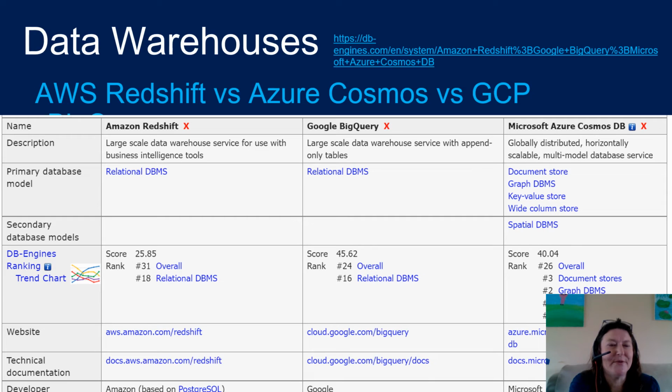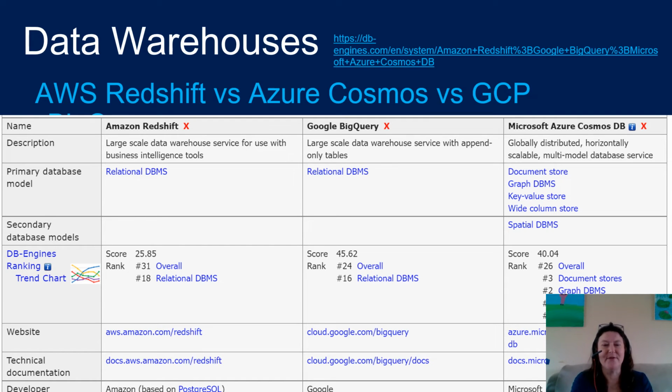Next in this presentation is data warehouses. So AWS has its own answer to data warehousing, which is called Redshift. Azure has two, one of which is called Cosmos, one of which is called Synapse Analytics. It depends what you want to do, which one of those you're going to use. Synapse Analytics is probably a more typical data warehouse with more typical data analytics capabilities.